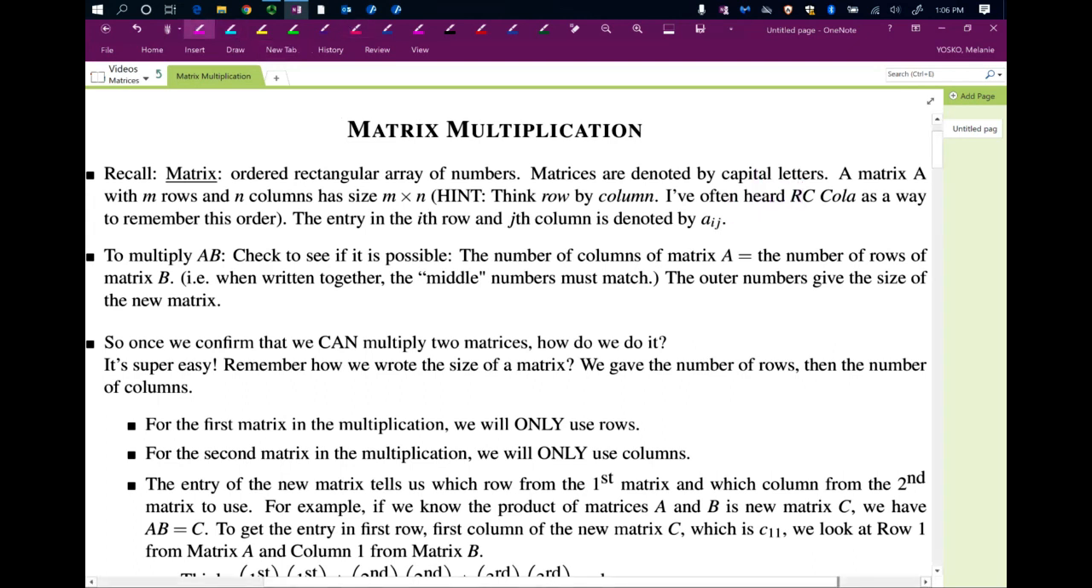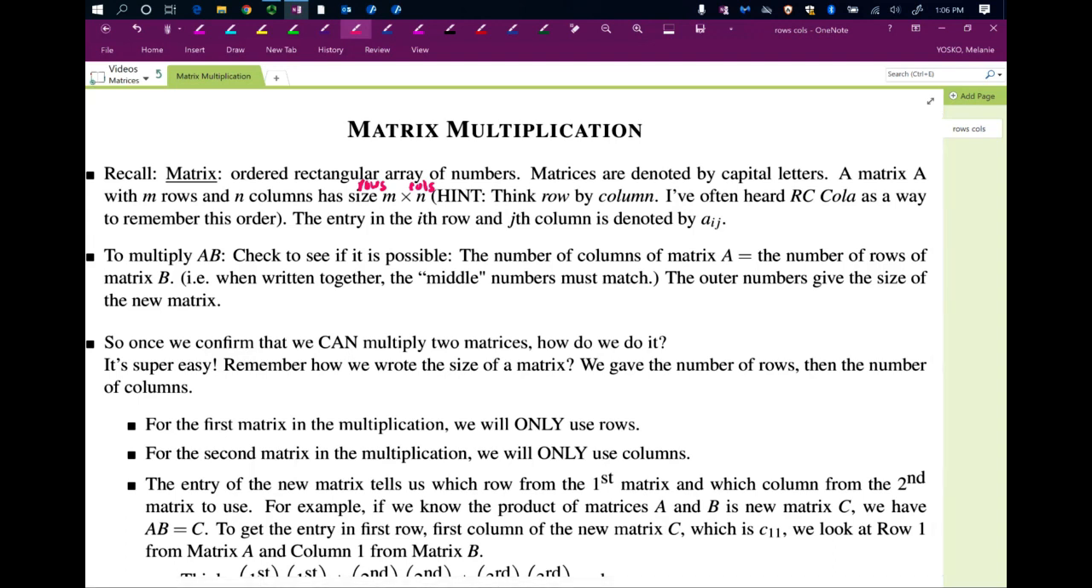Sometimes you may hear RC cola. So rows and columns. The entry in the ith row and jth column is denoted by A sub ij. So I'll show you all this in just a second. We're going to try to multiply matrices. So first we have to see if this is possible.